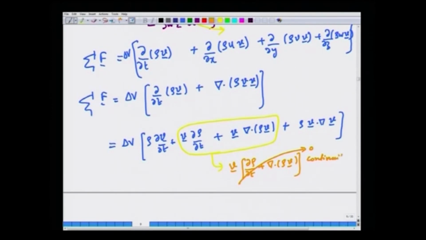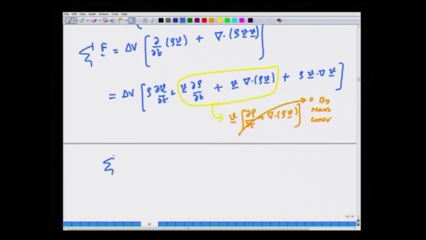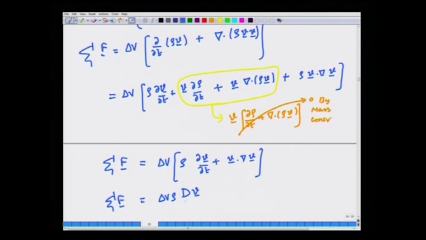The differential balance of mass has already given us the same equation by the continuity equation, by mass conservation. So, we are left with the following term: the summation of all external forces that act on the CV is delta V times rho dV dt plus V dot del V. This is nothing but delta V times rho times the substantial derivative of velocity.